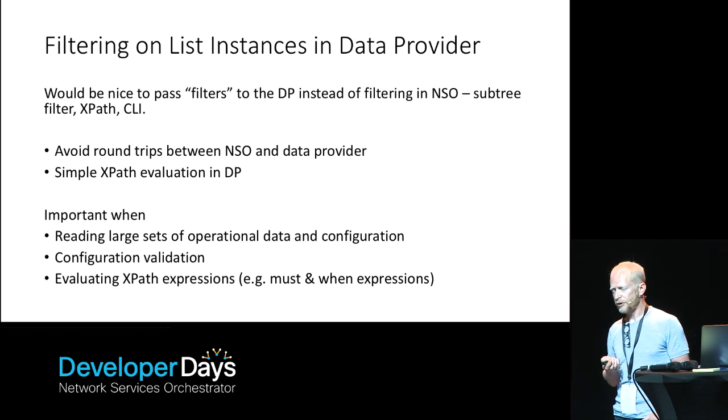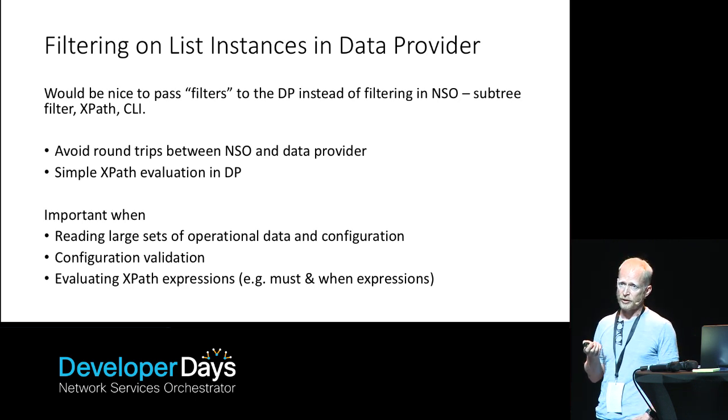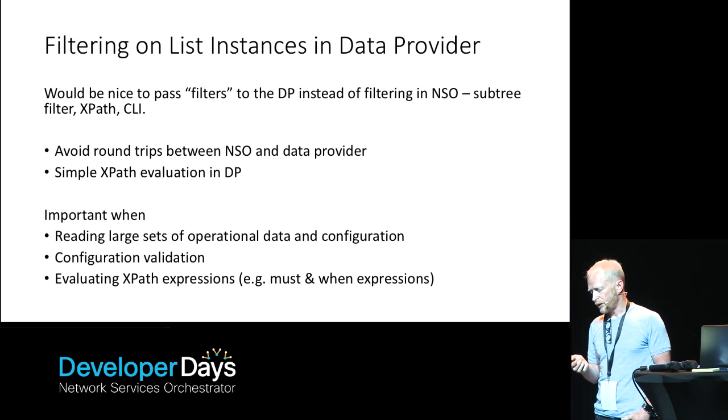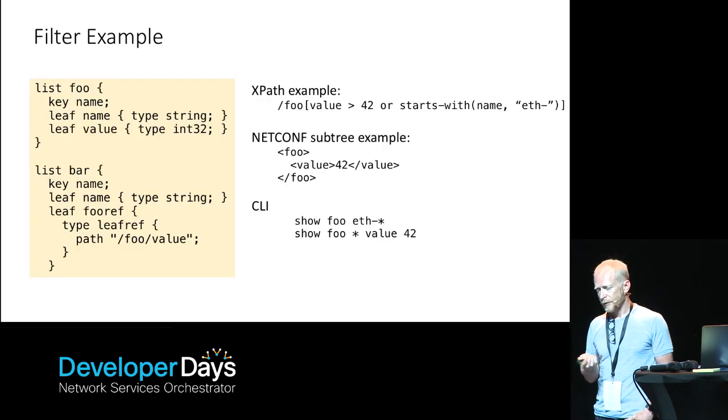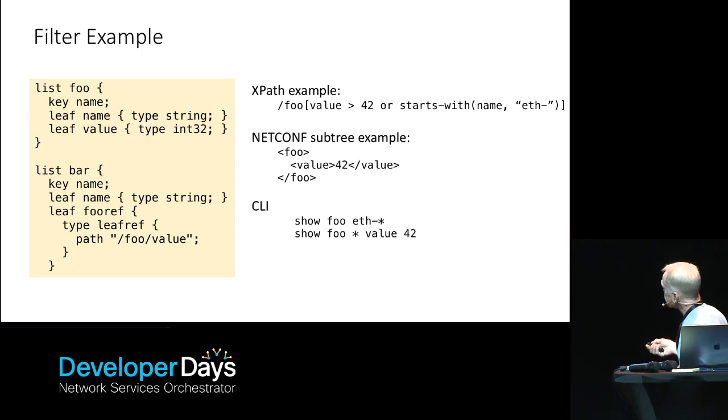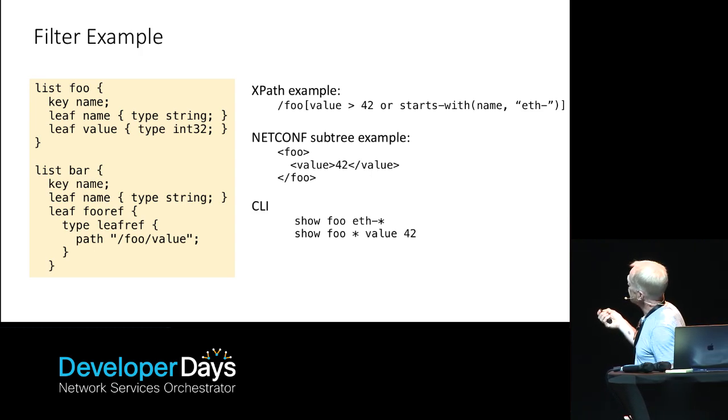So we have added this feature to the data provider API, but also internally to the CDB API. So CDB can now consume some of these filters. For example, provided we have a data model that looks like this, a list foo that has a name and value, and there is some other list that also has name and value, but in addition it has a reference to the value of this list. So not the key of this list, but the value.